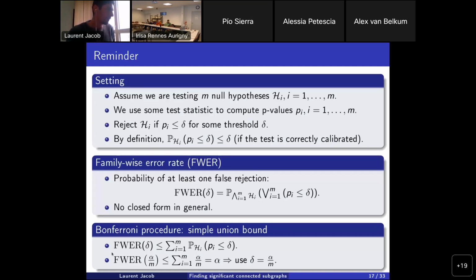So it means that the FWER at the threshold alpha divided by M is smaller than M times alpha divided by M, the threshold, which is alpha itself. So this is why, if we use alpha divided by the number of hypotheses, we control the family-wise error rate at level alpha. So that's why we use this threshold.